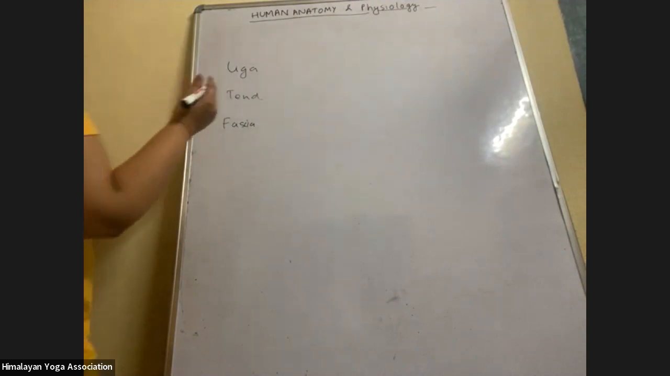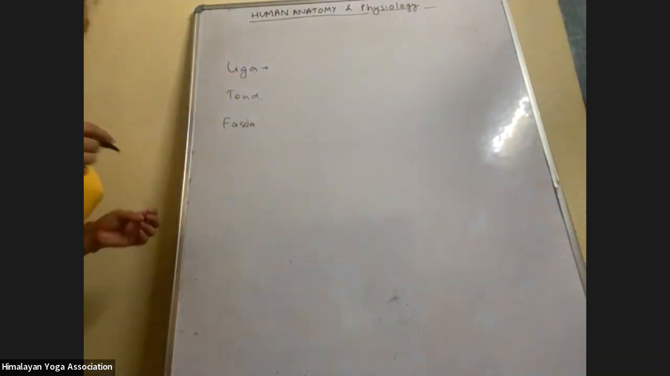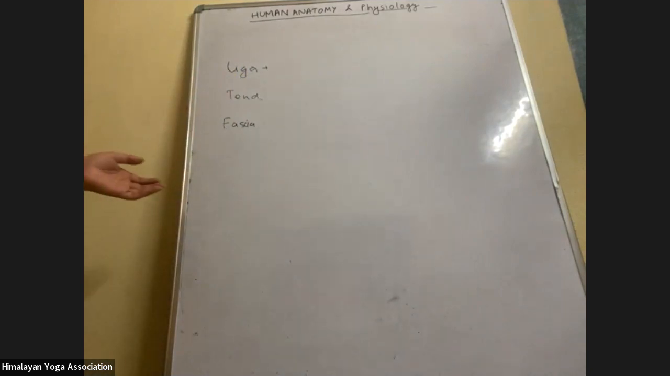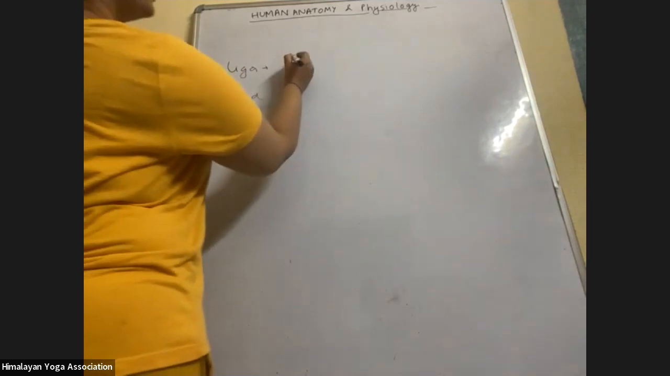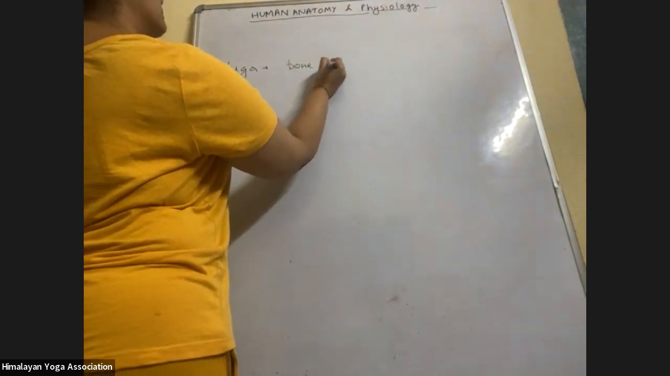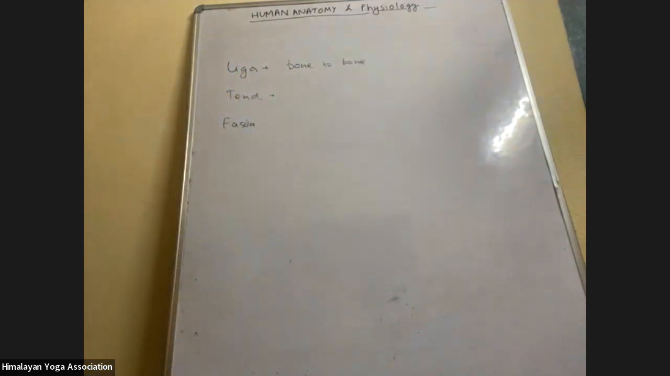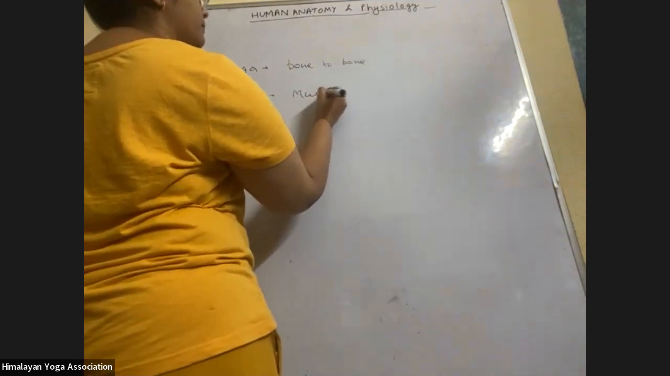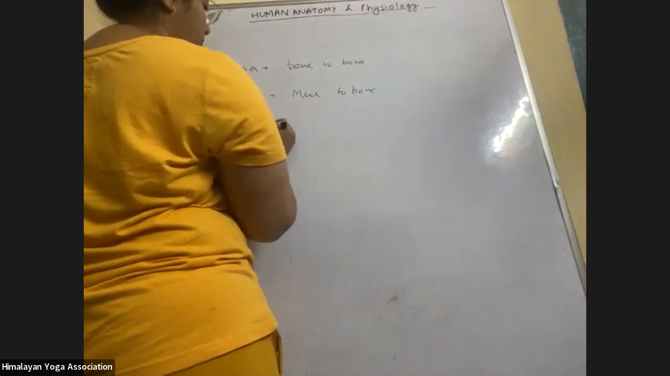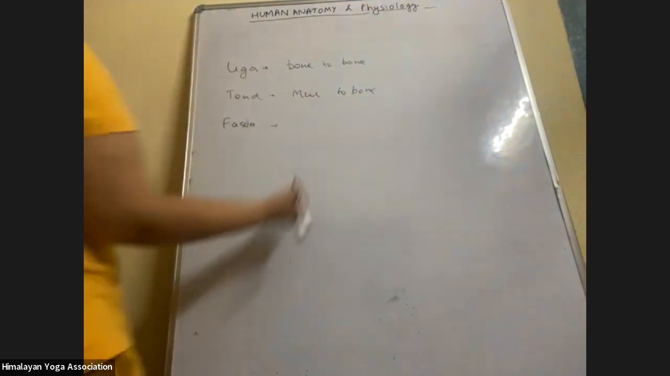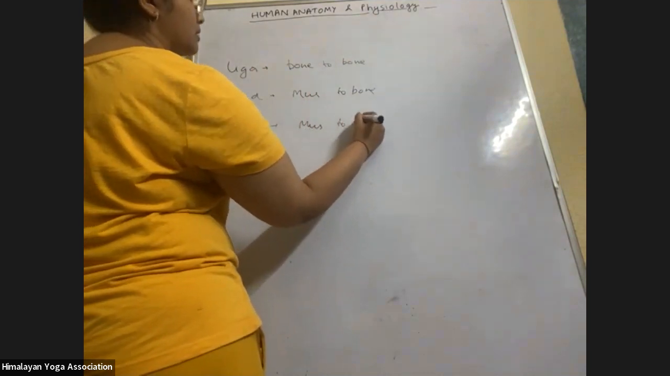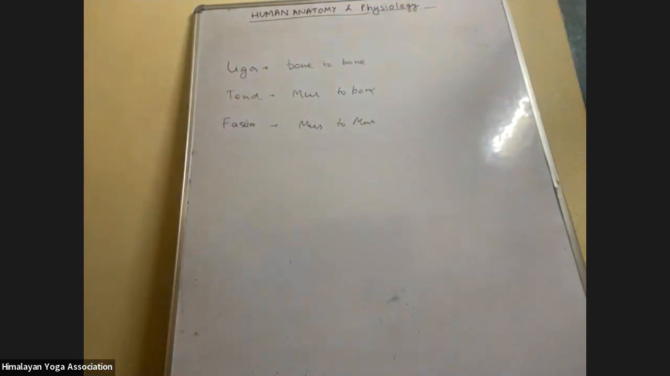Yes. So in ligament, what is the ligament? What does it connect? Bones to bones. Then tendons. What does tendon connect? Muscle to bone. And fascia. What does it connect? Muscle to muscle. What about myofascia? We'll discuss that in later classes.